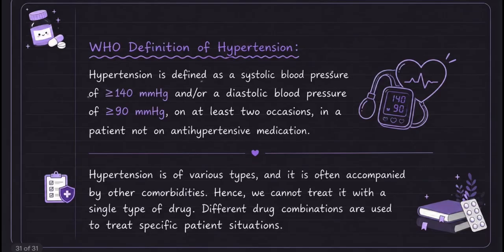The WHO defines hypertension as a systolic blood pressure of more than 140 millimeters Hg and/or a diastolic blood pressure of more than 90 millimeters Hg. Hypertension is of various types, and it is often accompanied by other comorbidities. Hence, we cannot treat it with a single type of drug. Different drug combinations are used to treat specific patient situations. We'll first see all the antihypertensive drug classes in detail, and then we'll study how to use them correctly.